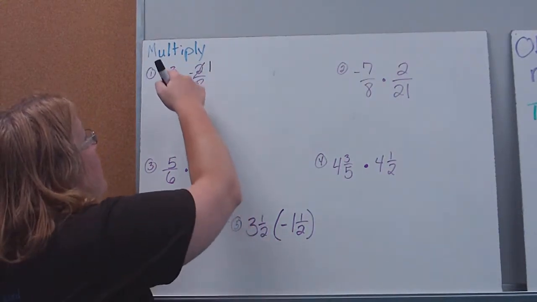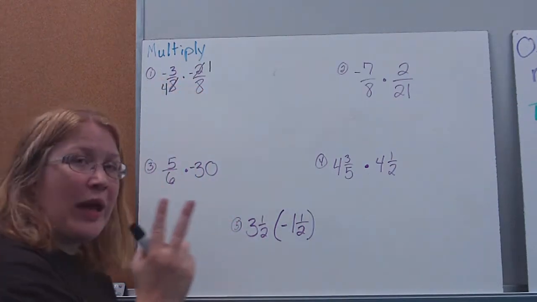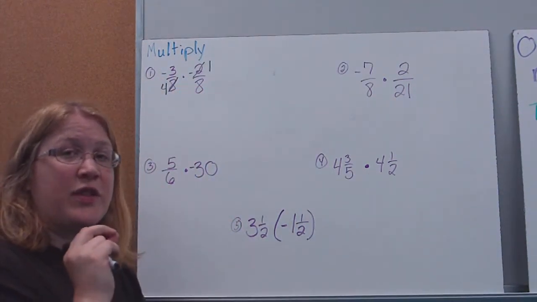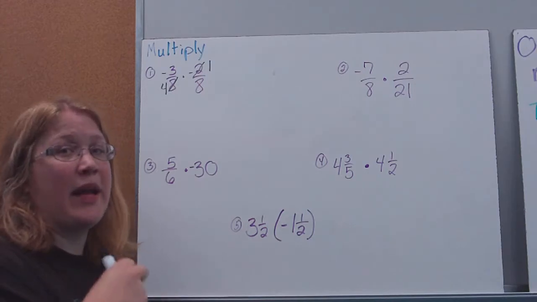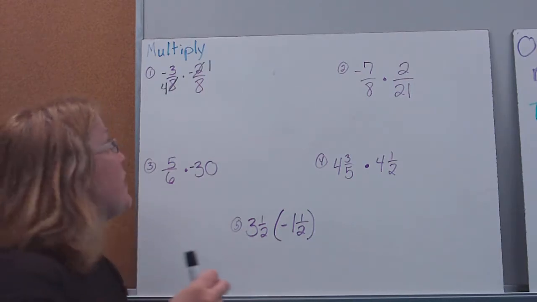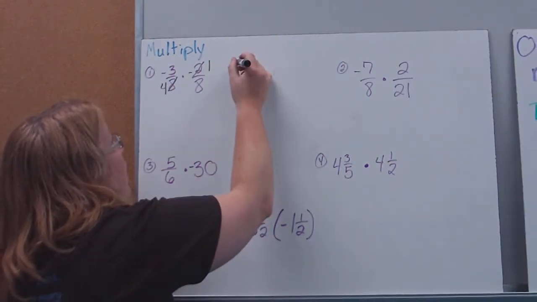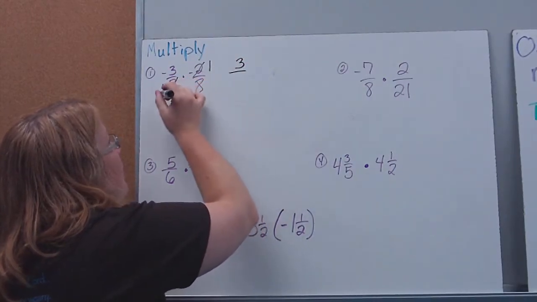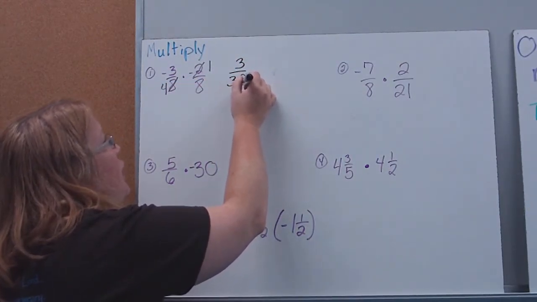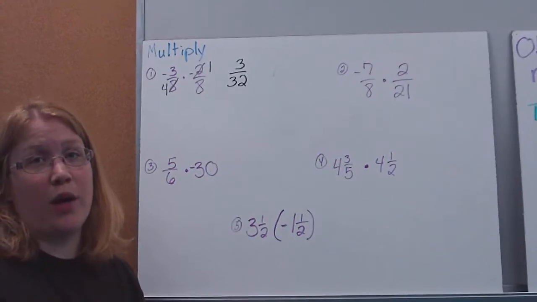So here I notice I have 2 negative signs. We'll recall if there's an even number of negative signs, my answer is positive. So my answer here is going to be positive. So 3 times 1 is 3, 4 times 8 is 32, and this is already reduced for us now.